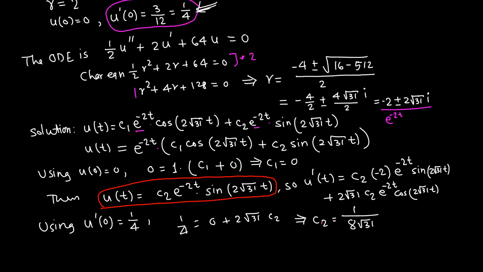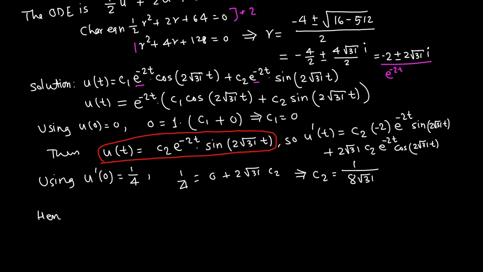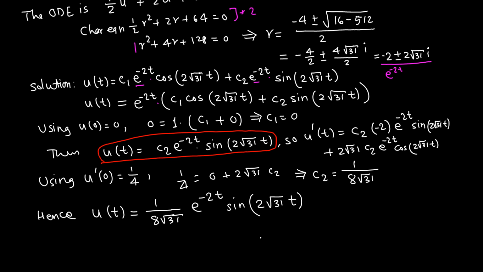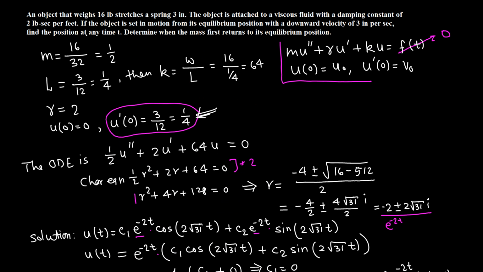Okay, thus the displacement at any time t is given by this equation, and we just found c2 here, so let me write here, hence the displacement at any time t is given by 1/8 root 31 e raised to negative 2t sine 2 square root of 31 t. And if you go back and look at the question, we need to determine the position or the displacement at any time t. We just found that.